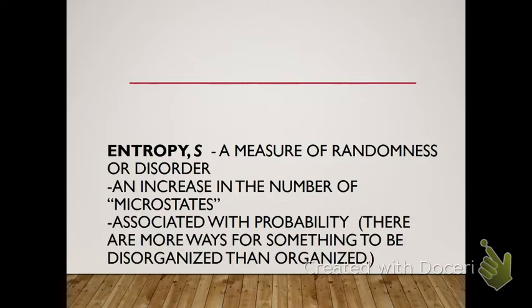Entropy, of course, is S. I don't know why they got S. E was taken up by energy, so I guess we go with S. It's a measure of randomness or disorder. An increase in the number of microstates is associated with probability. There are more ways for something to be disorganized than organized, right?